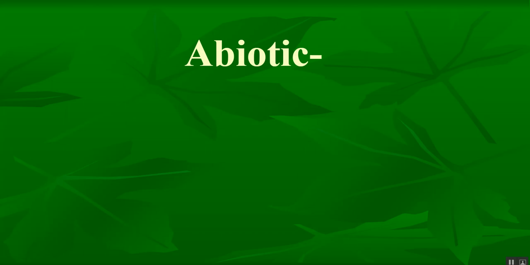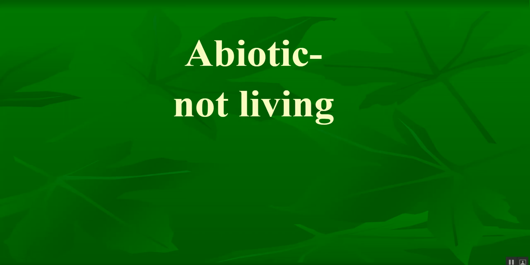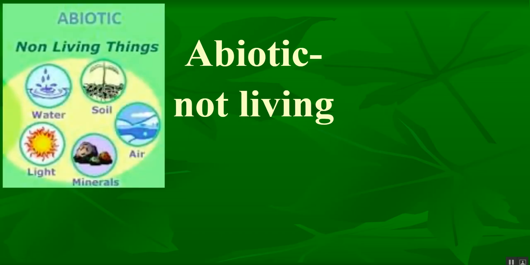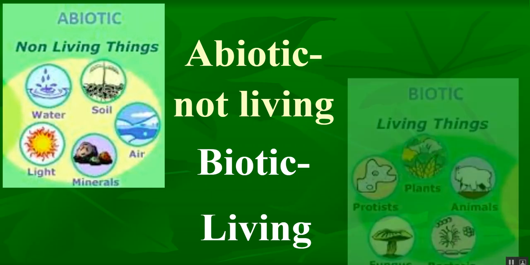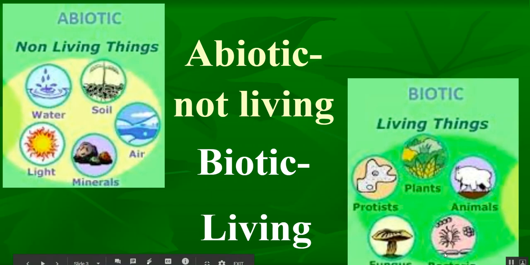All right, so first, a little vocabulary. The word abiotic means not living. So things like water, soil, air, minerals, and light. Those are abiotic factors. And I would write those down in your notes, or at least one or two of those as an example. The term biotic means living. So just like bio means life, biotic, living. And that includes your plants and your animals, your bacteria, your fungus, and your protists. So again, I would write down one or two of these as an example. All of them would be better.